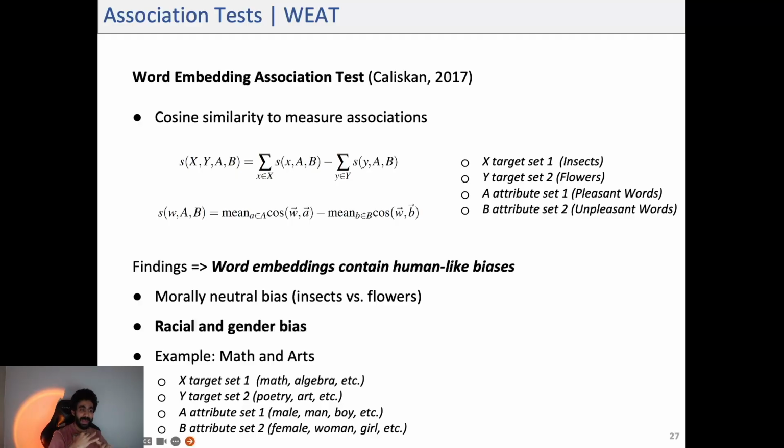For example, math terms like algebra were more closely associated with male names, and art-related words like poetry were more associated with female names, which was a breakthrough that showed even models trained without explicit labels, on just a large amount of text, could learn and reflect the biases presented in the text. So WEAT helps us quantify bias, not just observe it, and that's a crucial step towards addressing fairness in AI.